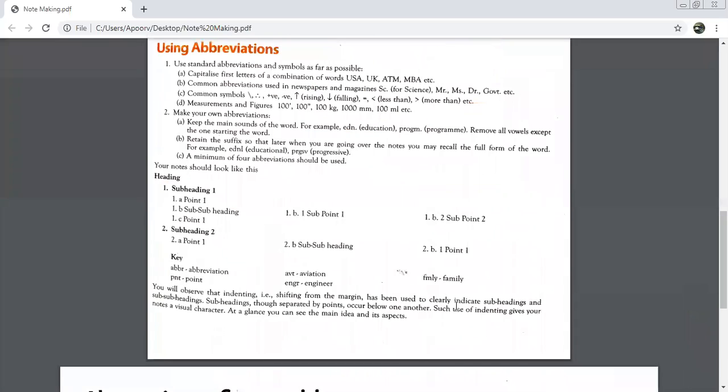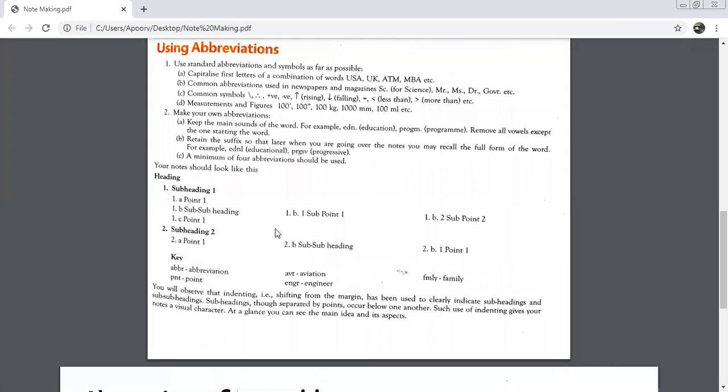See beta, read about indenting. I told you what indenting is: shifting from the margin. Like we started writing from here, we are going this side. This clearly indicates the subheadings and the points. You can see over here, subheadings separated by points occur below one another. Such use of indenting gives your notes a visual character. See this, subheadings one below the other. We had 1A, 1B, 1C.